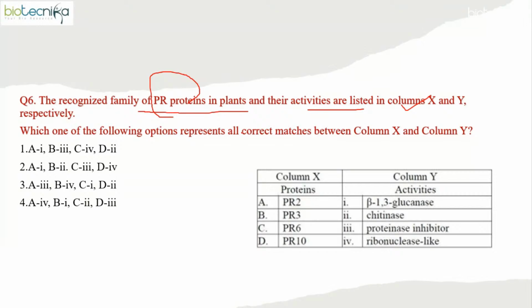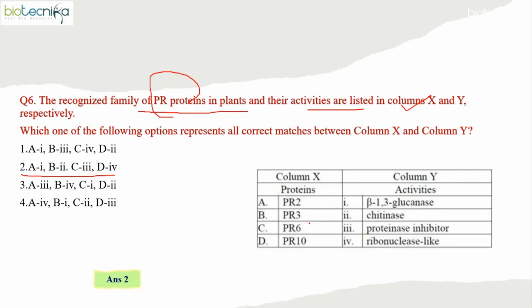Again, this is part of secondary metabolites. Pathogenesis-related proteins, that's what we call PR proteins. That means, as the name indicates, these proteins will be synthesized during some extreme conditions. Right? So, the correct answer over here is, okay, fine. No problem, Sarita. So, you told the answer correctly. Yes, you are correct.